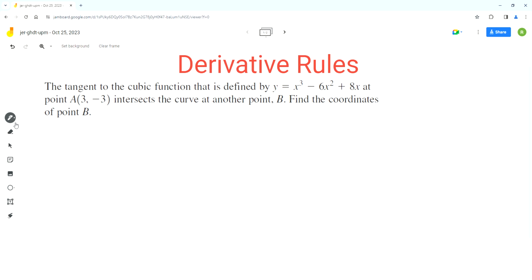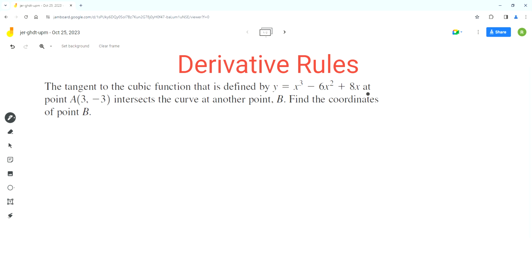So in this video, we'll solve this problem using the derivative rules. As per the problem, the tangent to the cubic function defined by y equals x cubed minus 6x squared plus 8x at point A, (3, -3), intersects the curve at another point B. And we have to find the coordinates of point B. So we are given the point at which the tangent touches the given curve.